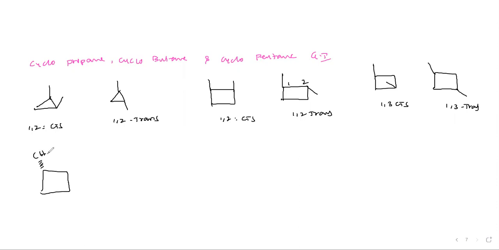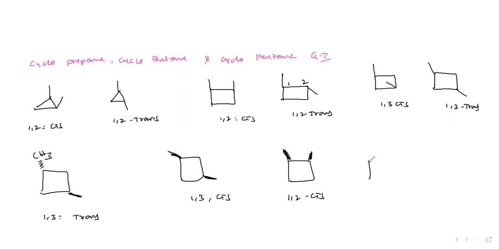Now one has CH3 like this, and one has a thick line. So what is this? Opposite direction. What is this? 1,3 cis or trans? Cis or trans? Trans. If both are thick lines, both are on the same side, 1,3 cis. If both are thick lines, 1,2 cis. Both are dotted lines, 1,2 cis. One is a thick line, another one is a dotted line, 1,2 trans.